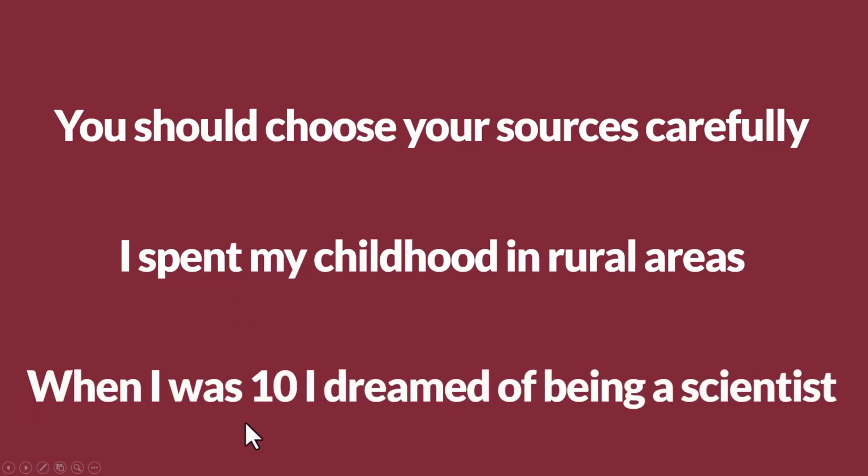When I was 10, I dreamed of being a scientist. Okay? You can change it to your own sentence. When I was 12, I dreamed of being a teacher. It's easy. See? So you can change your age and the job you wanted to have. When I was, I dreamed of being someone.